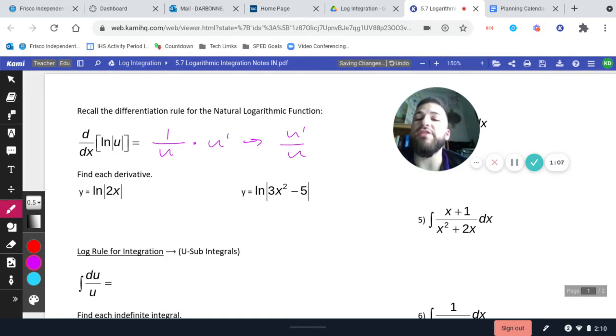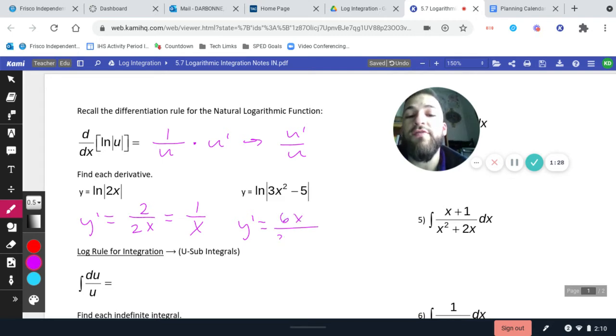So finding each of these derivatives, if I find the derivative of natural log of 2x, y prime would be 2 over 2x, which would just be 1 over x, because it's the original function on the bottom, derivative on the top. Okay, natural log of 3x squared minus 5, y prime would be equal to 6x over 3x squared minus 5. So super, super easy. Should be familiar.